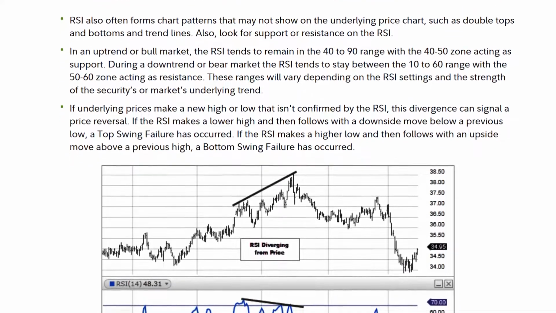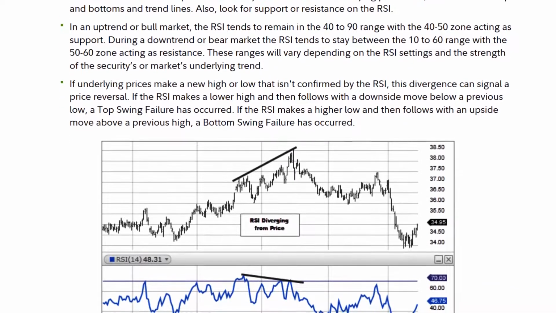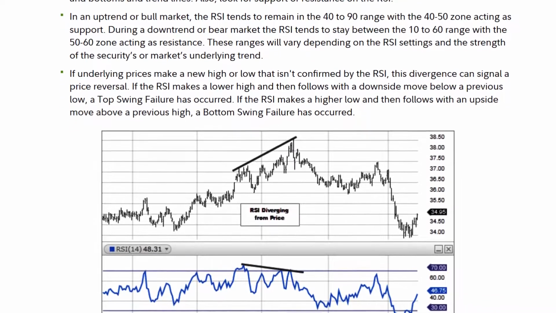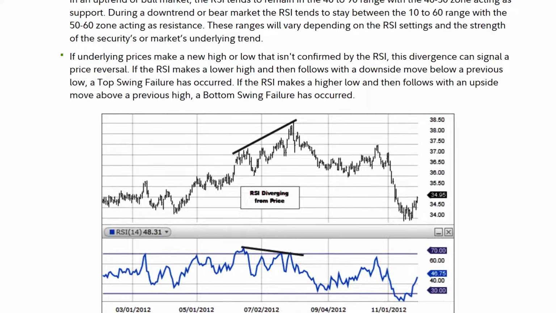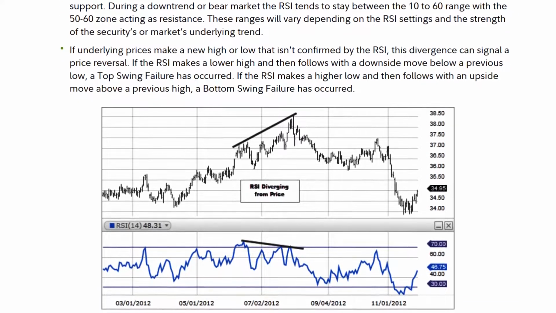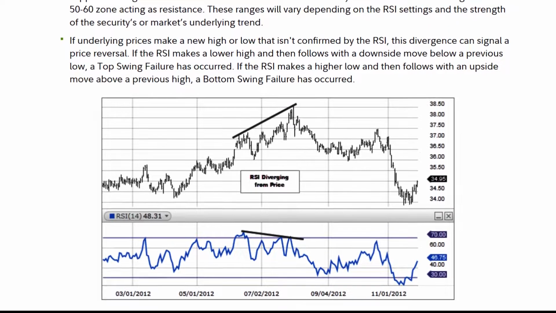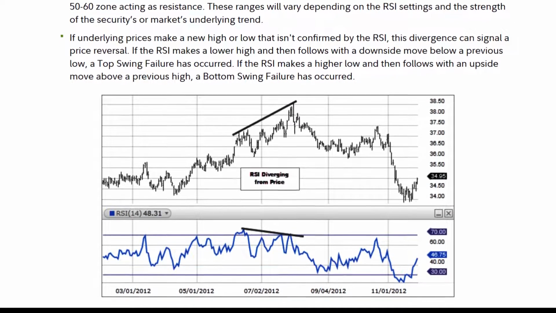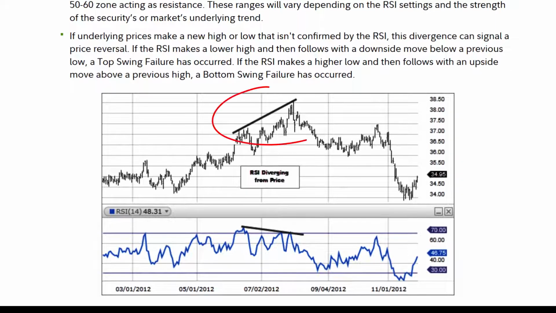In an uptrend or bull market, the RSI tends to remain in the 40 to 90 range with the 40 to 50 zone acting as support. During a downtrend or bear market, the RSI tends to stay between the 10 to 60 range with the 50 to 60 zone acting as resistance. These ranges will vary depending on the RSI settings and the strength of the security's or market's underlying trend.